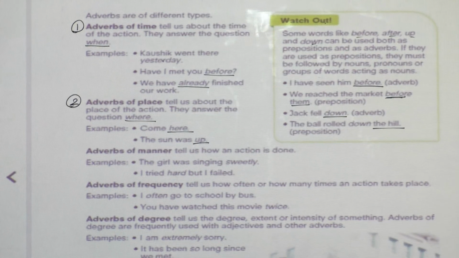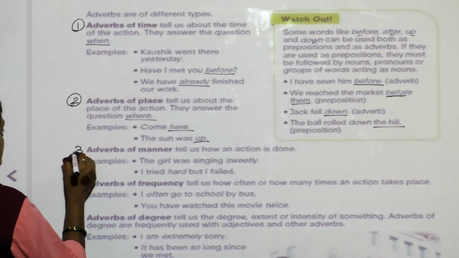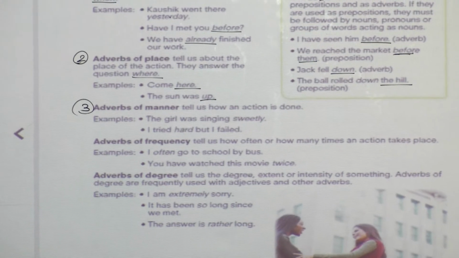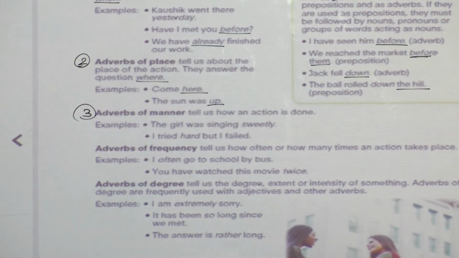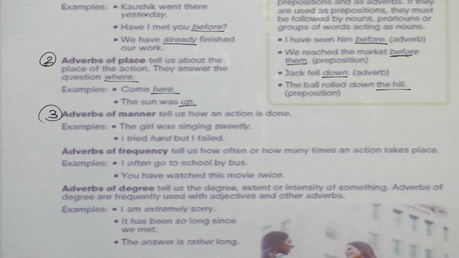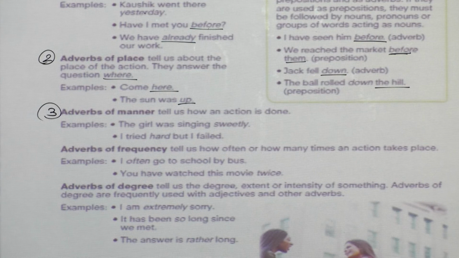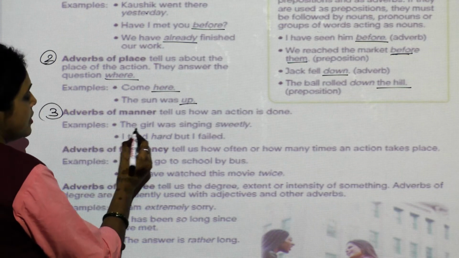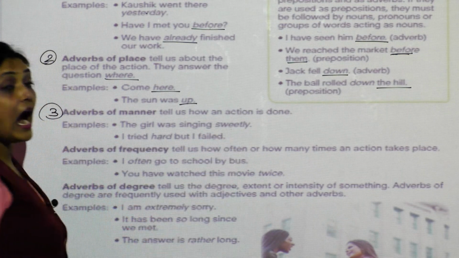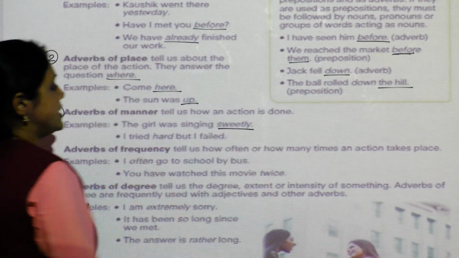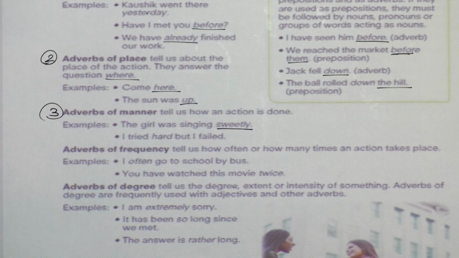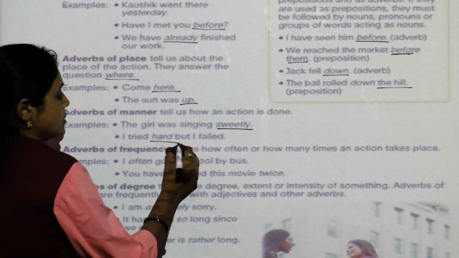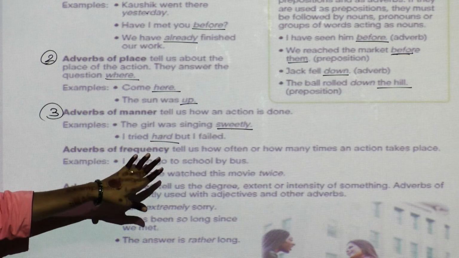Next type of adverb, adverbs of manner. It tells us how the action is being done. Adverb of manner tells us how an action is done. For example, I had given at the very beginning, the baby was crying bitterly. How was the baby crying? Bitterly. Another example, the girl was singing sweetly. How? Sweetly. So sweetly is adverb of manner. I tried hard but I failed. How did you try? Hard. So here hard is adverb of manner.